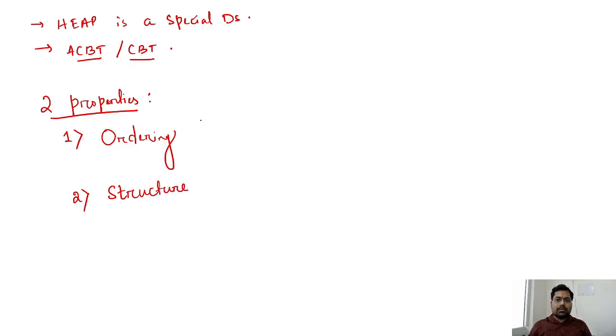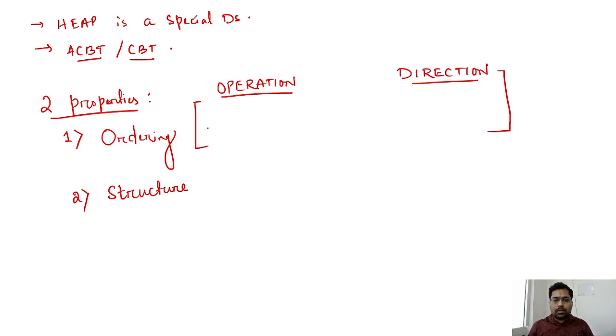So in ordering, there are two different types of operations, insertion or deletion. Based on the operation, we will write the direction. So if the operation is insertion, the direction should be left to right. This is the order that we will maintain for the first, once we are entering one node at a single time.